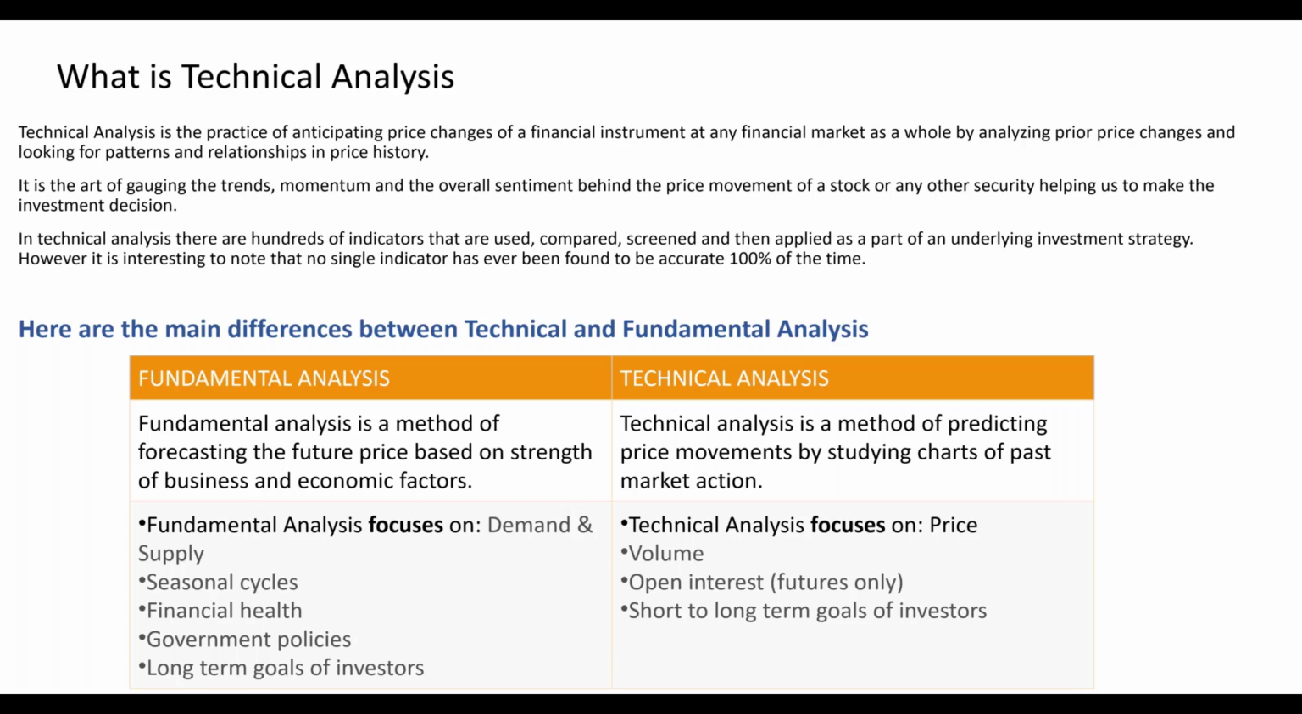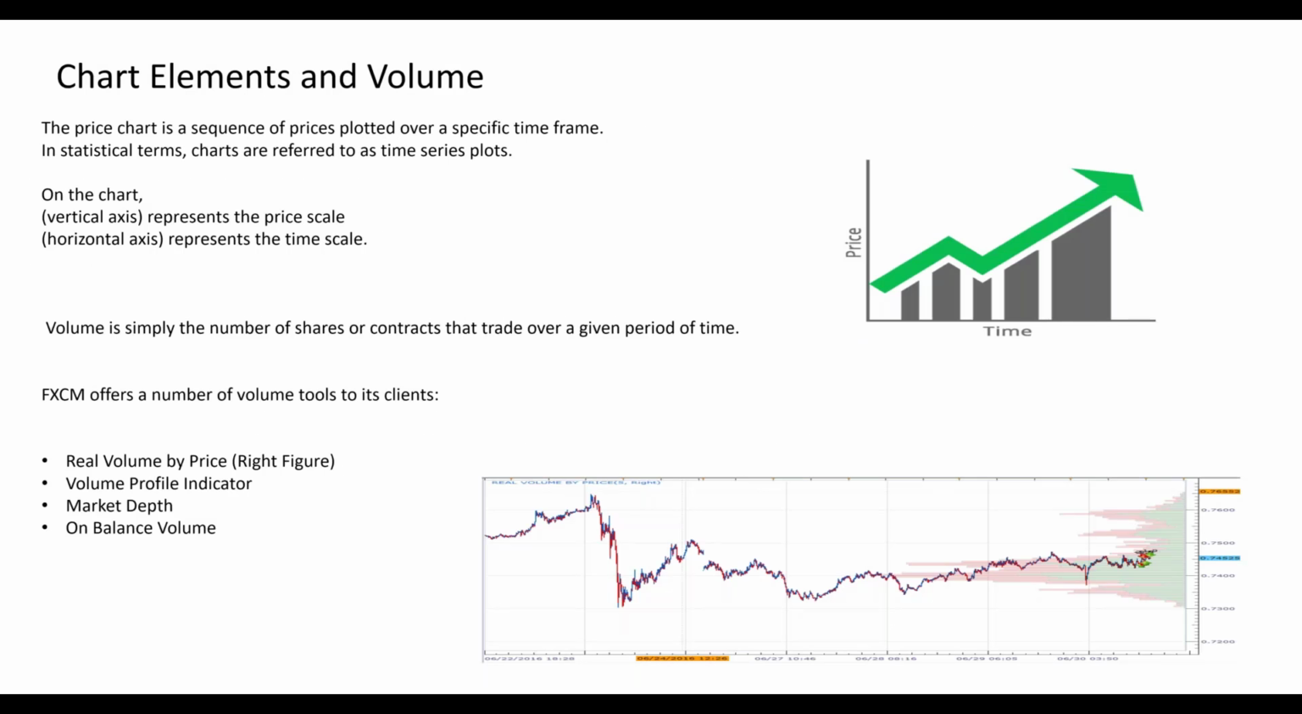Chart elements and volume. The price chart is a sequence of prices plotted over a specific time frame. In statistical terms, charts are referred to as time series plots. Now, on the chart, the vertical axis will represent the price scale and the horizontal axis will represent the time scale. Volume is simply the number of shares or contracts that trade over a given period of time.